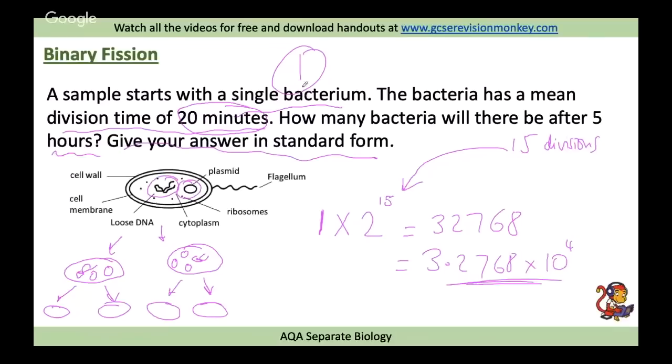Now, if you were given a sample, for example, that started off with 5 bacterium, you would just change the number here to be 5 times 2 to the 15. If you worked out that you'd have 25 divisions, then you'd have 2 to the power of 25. So remembering that equation and how to do that in the exam is important.